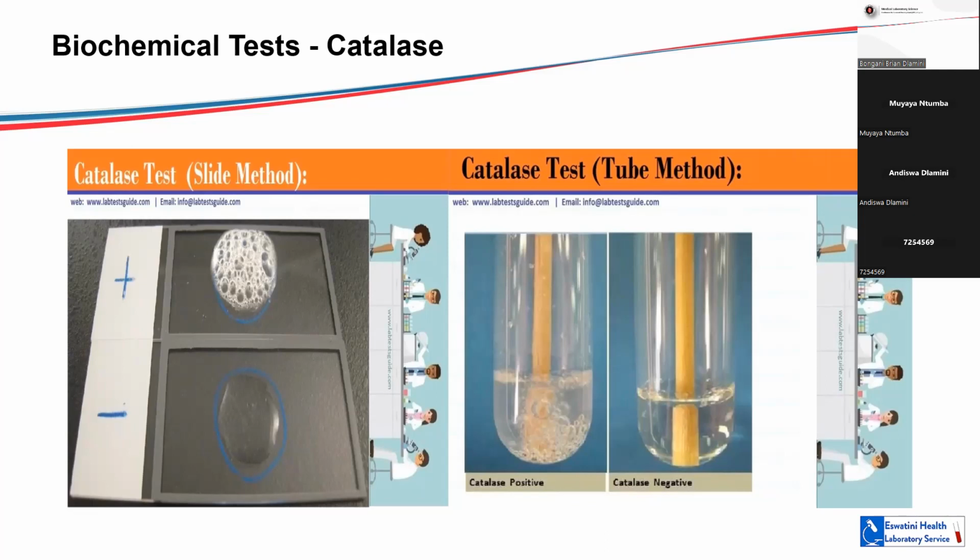So this test is mostly used to differentiate gram-positive bacteria. It will differentiate between your staphylococcus and your streptococcus, as your staphylococcus are going to be positive for the catalase, and streptococcus will be negative. So obviously, after doing this test, if you do not have any other ways of testing and you're using biochemical tests, then you may need to do further tests.